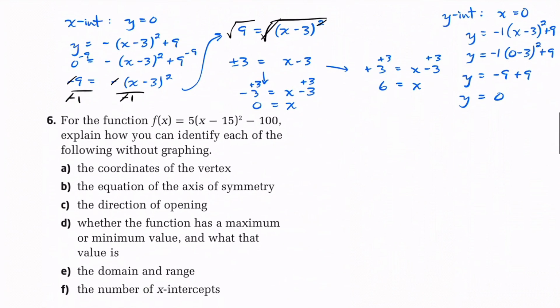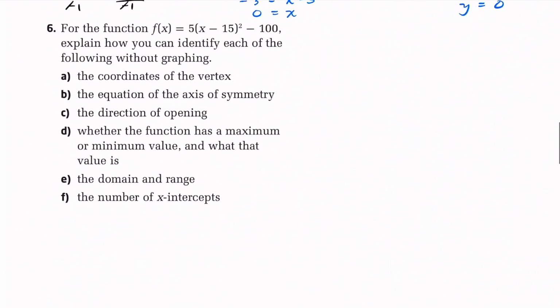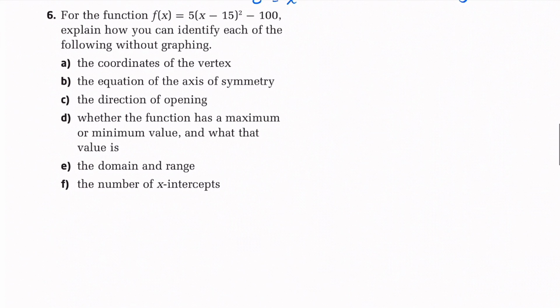Okay, moving to number 6 now. Number 6 says, for this function, explain how you can identify each of the following without graphing. So without even looking at a graph, we're going to try to come up with these characteristics. So I'm going to write the function just over on the side here. We can use y instead of f of x. They mean the same thing.